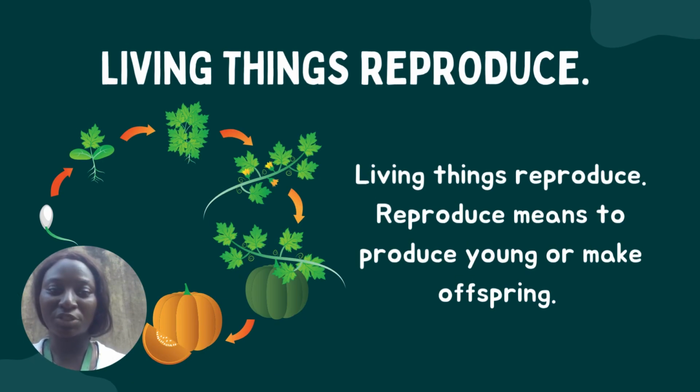Living things reproduce. Living things produce young ones or make their offspring. Your mommy is a living thing, she gave birth to you. Also, plants. When you plant a seed, it grows into trees and produces fruits. So, plants also are living things because they can reproduce.